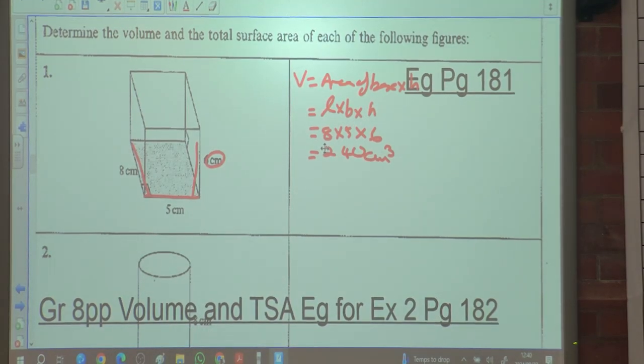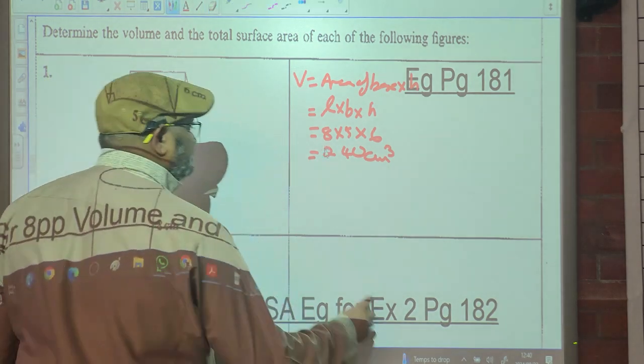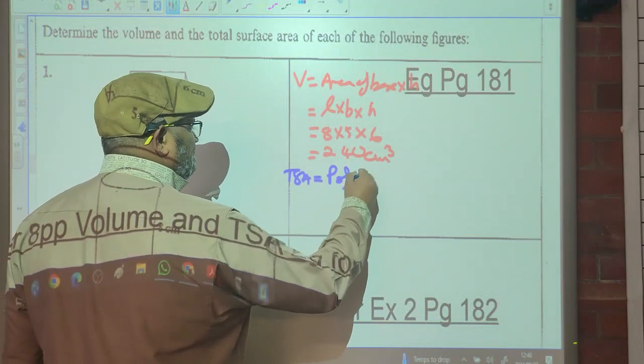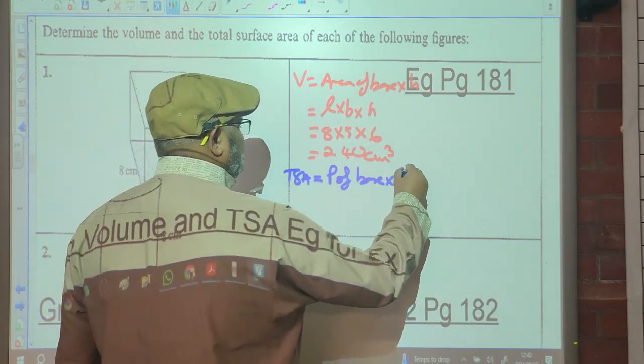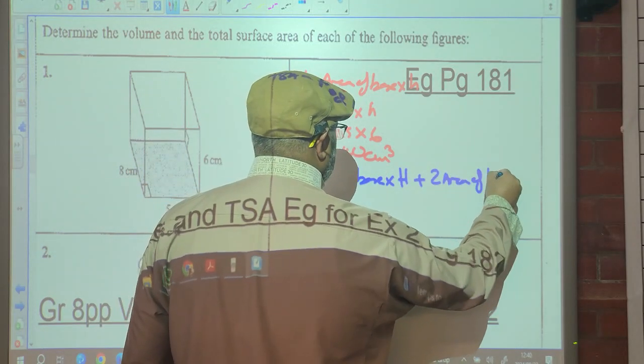Alright. Let's look at the next question. For the next part of this question, I wanted you to work out the total surface area. So total surface area is equal to perimeter of base times height plus twice area of the base.